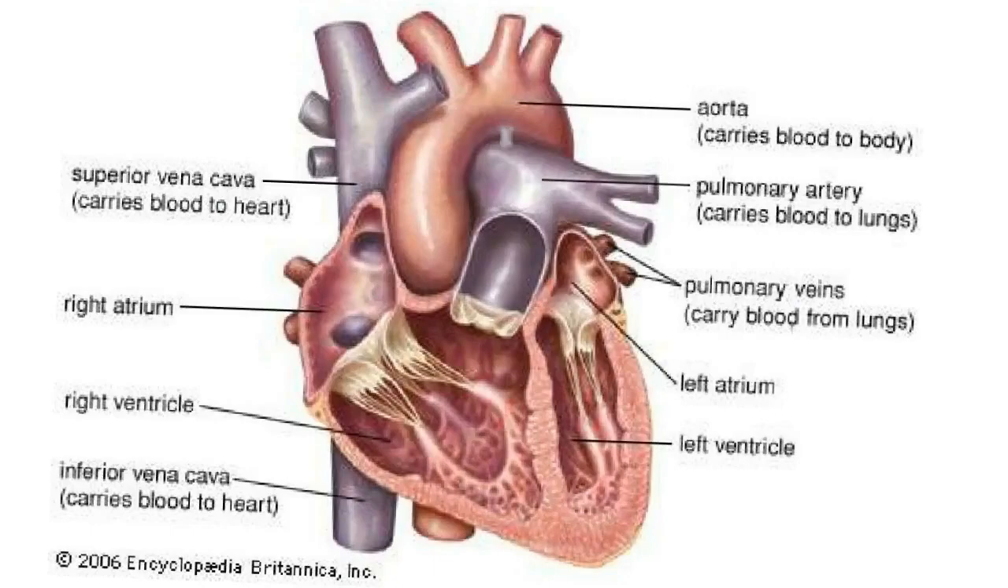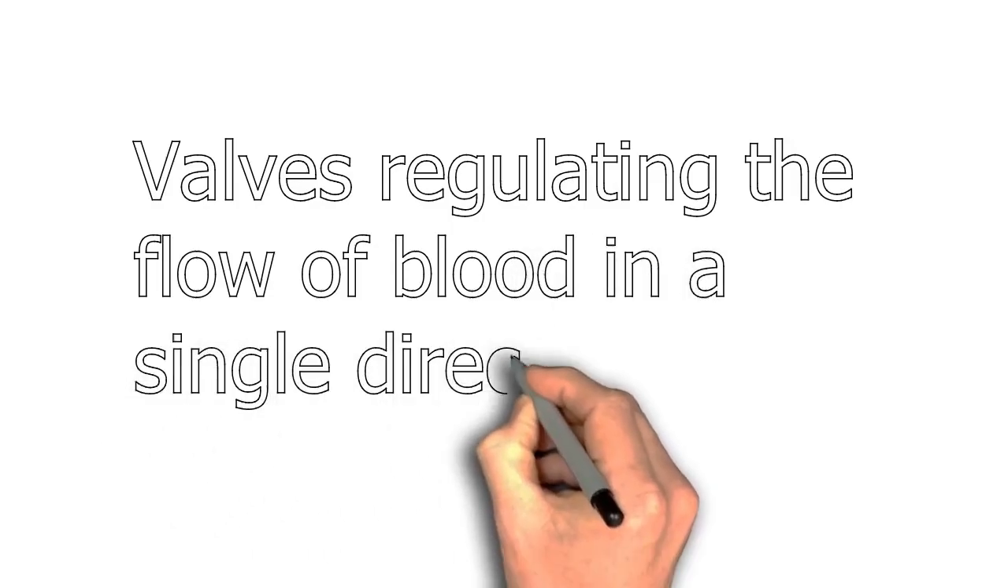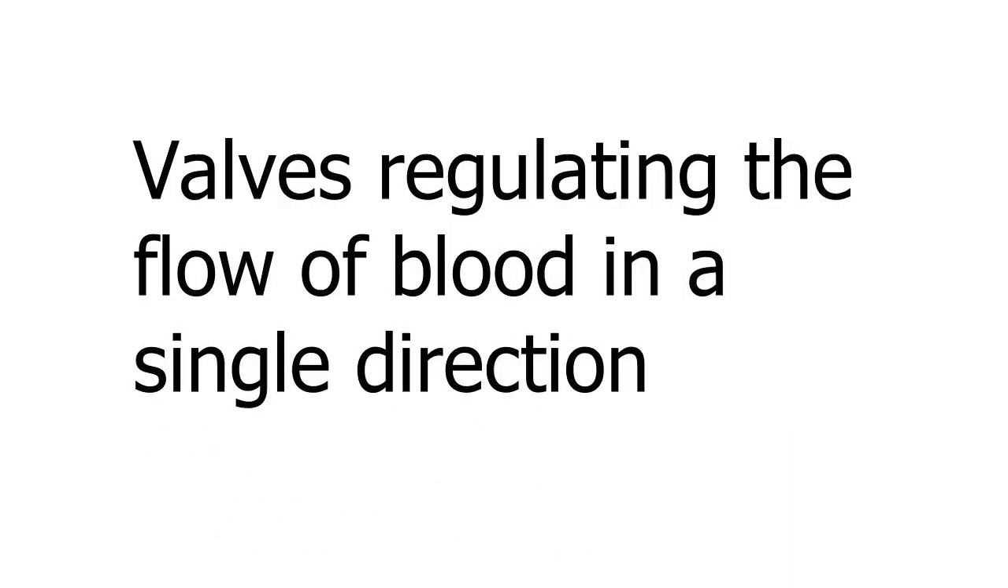Angina pectoris is called chest pain, which we most often hear about when we have myocardial infarction. This angina pectoris, or chest pain, is due to the insufficient supply of blood to the heart muscles. Now, valves regulate the flow of blood in a single direction. There are 4 valves in the heart.